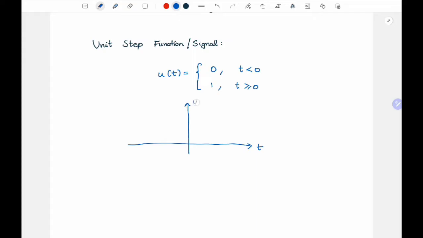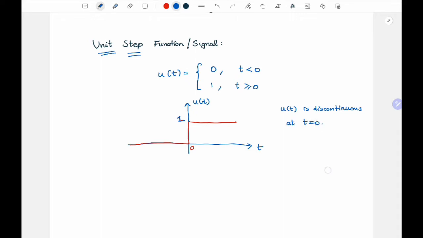If you try to see it graphically, for t less than 0, u of t is actually 0, and for t greater than or equal to 0, it is 1. So it is like a step, and it has a value of 1, so it is called the unit step function. And if you also see, it is not continuous at t equal to 0. So u of t is discontinuous at t equal to 0.